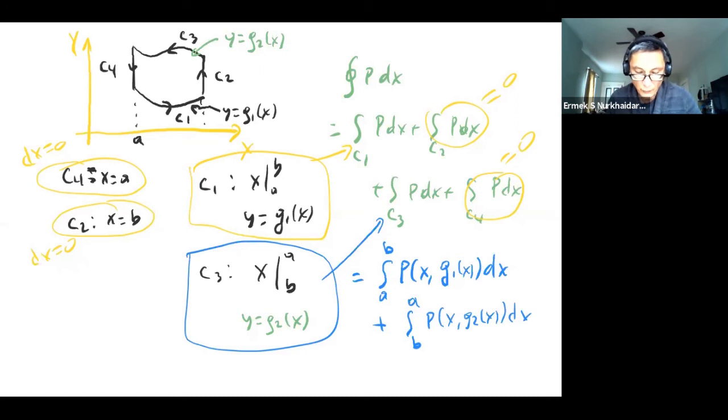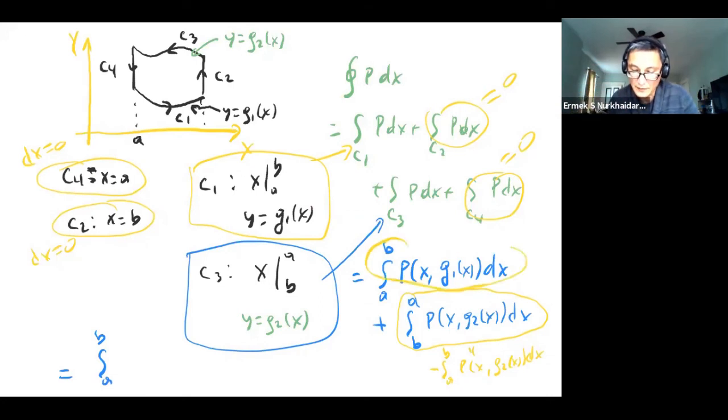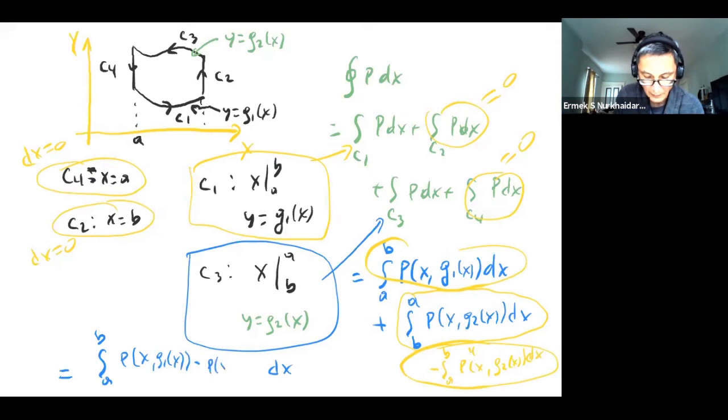If you notice, when the integral is going in the wrong way, instead of going left to right, going right to left, that is going to equal the negation of the integral from A to B of P(x, G2(x)) dx. Okay. So now I can glue these two pieces together, with a minus in between, dx on the outside. So P(x, G1(x)) minus P(x, G2(x)).